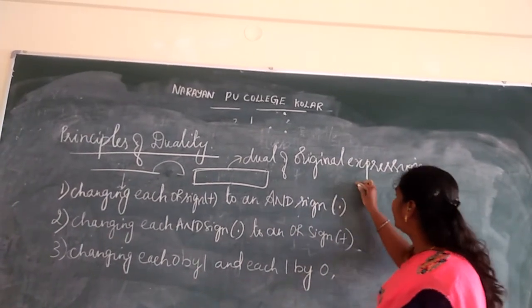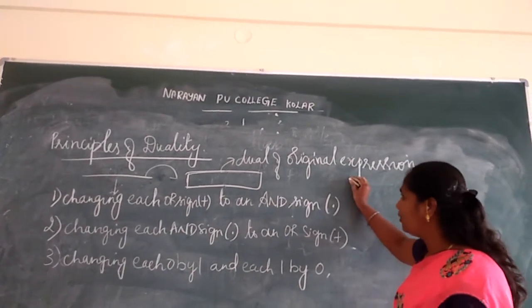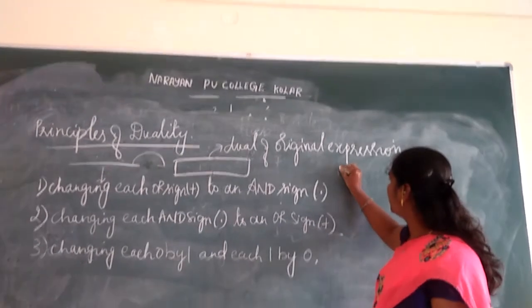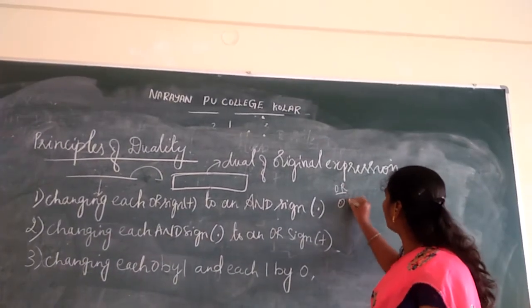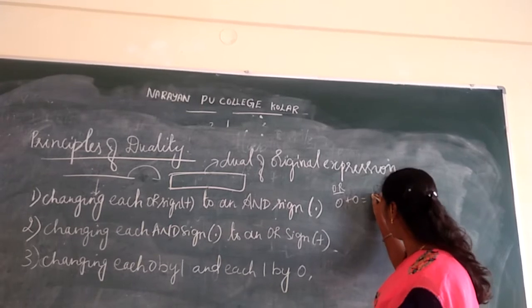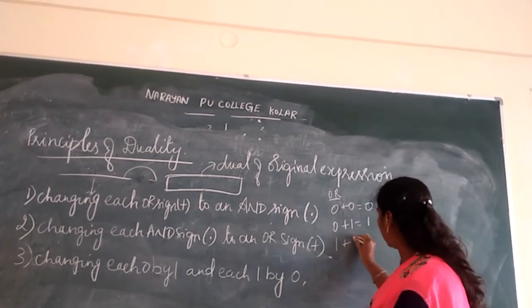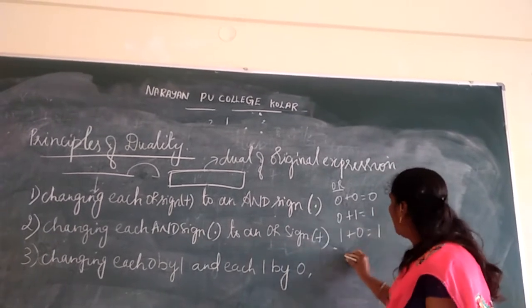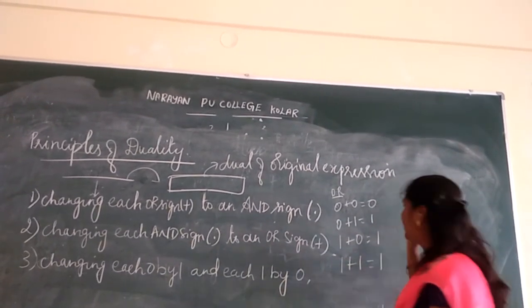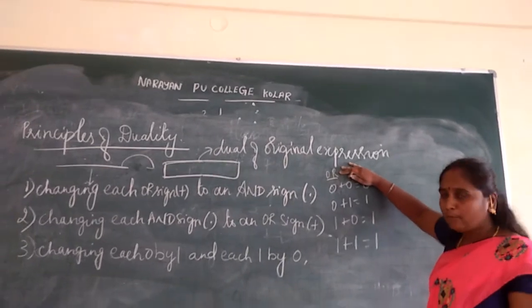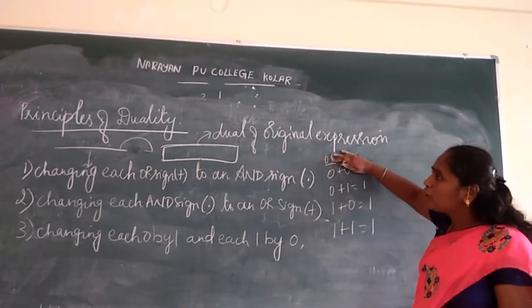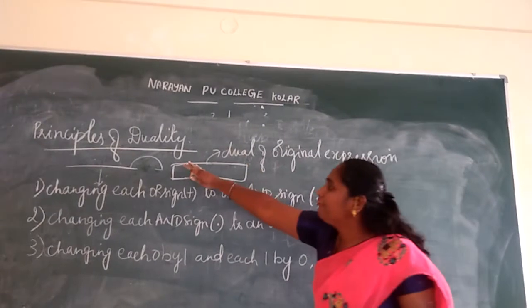So, for example, you take one postulate. Take the postulate of your OR relation. 0 plus 0 is nothing but 0. 0 plus 1 is nothing but 1. 1 plus 0 is nothing but 1. 1 plus 1 is nothing but 1. This is your one Boolean OR relation. I am going to apply the principles of duality.